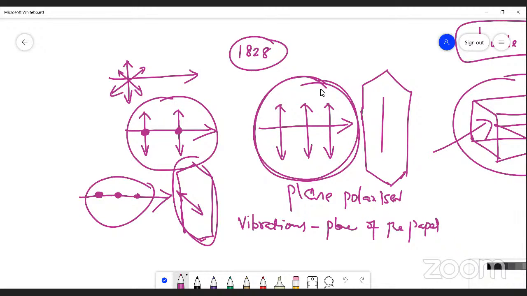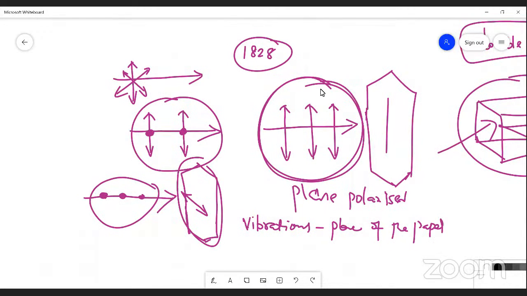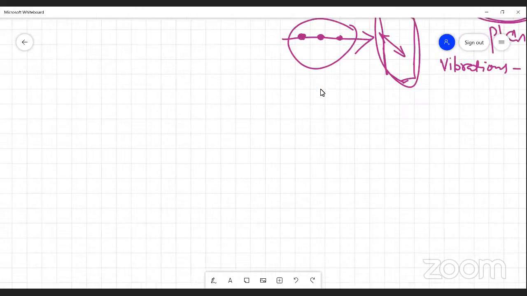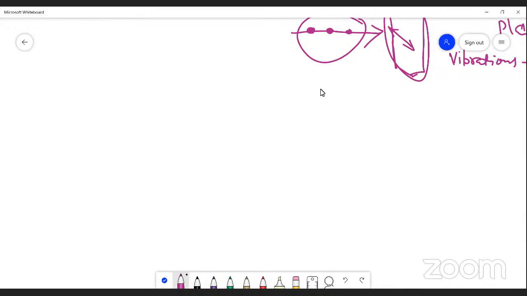When unpolarized light passes through the Nicol prism, it is split into two rays based on double refraction. What are the two rays? One is the ordinary ray, which means the O ray. Another one is the extraordinary ray. Am I right?